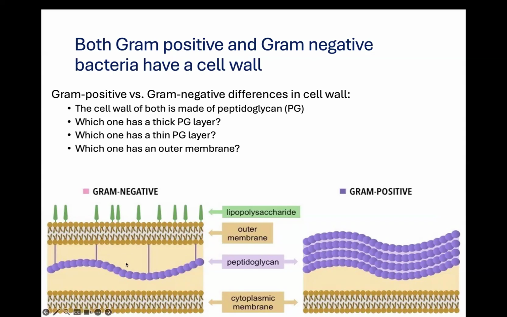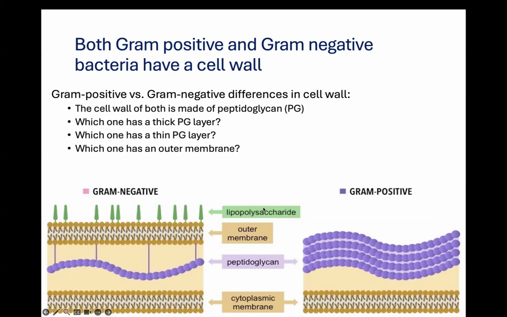Gram-negative bacteria, which are right here, have a thin peptidoglycan layer and an outer membrane, and the outer membrane makes them more resistant to certain antibiotics. Gram-positive bacteria have a thick peptidoglycan layer, and so it has a lot of layers of peptidoglycan, which helps them retain staining during a gram stain, giving them a purple appearance. So the cell wall of both is made up of peptidoglycan. The one that has thick peptidoglycan is gram-positive bacteria. Thin peptidoglycan is gram-negative, and outer membrane is gram-negative.